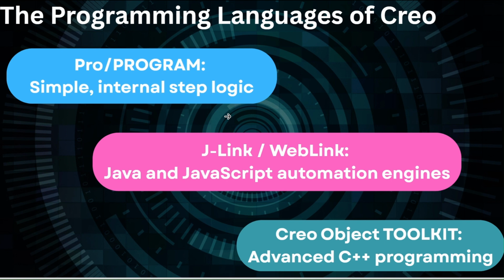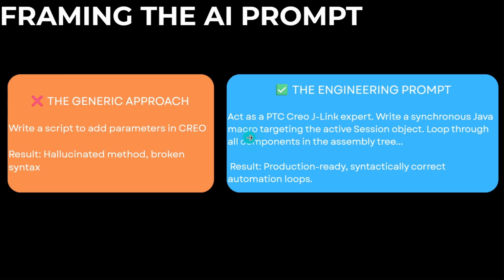The true secret to automating complex CAD workflows with a large language model comes down to your prompting architecture. If you approach an AI model with generic phrasing, like asking it to write a script to add parameters in Creo, the output will almost always be completely broken. Large language models train on broad data sets without strict boundaries. They will confidently hallucinate generic methods that do not exist inside PTC's restricted developer environment. To unlock production-ready code, you must treat the LLM like an engineering subcontractor.